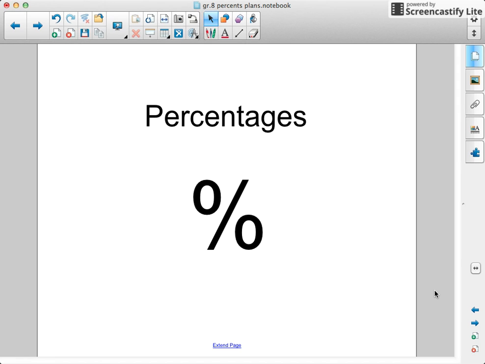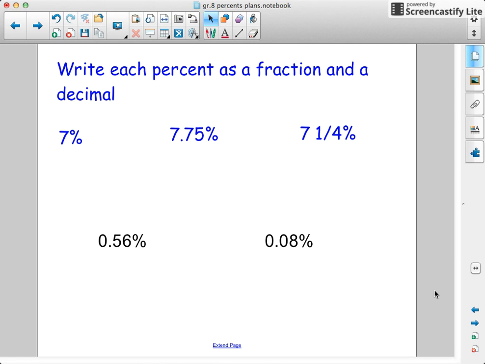We're going to be talking about percentages in this video. Specifically for grade 8, this is percentages above 100% or below 1%. But first, a quick review of last year. You need to be able to write each percent as a fraction and a decimal. Mostly we use the decimal, but sometimes a fraction.